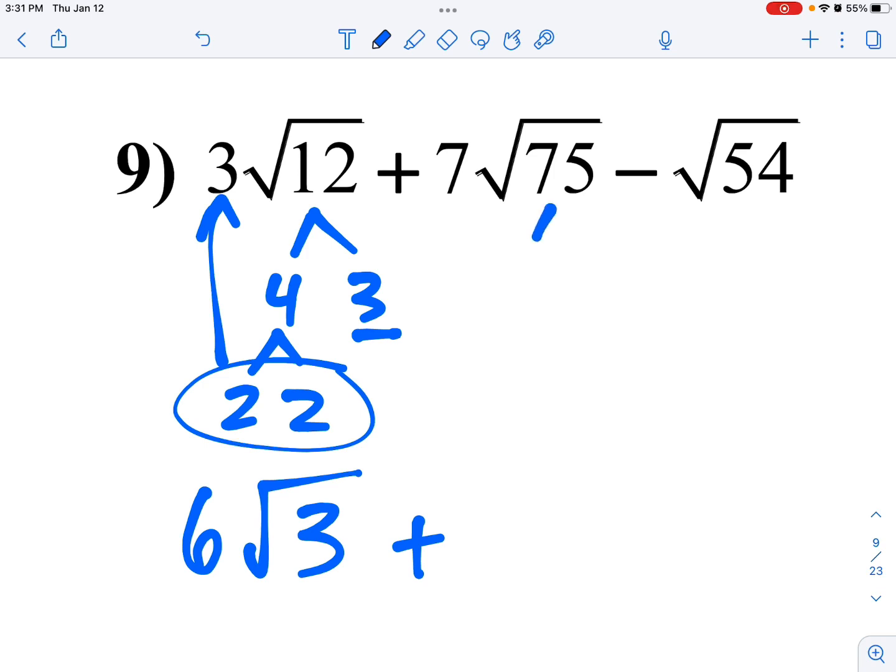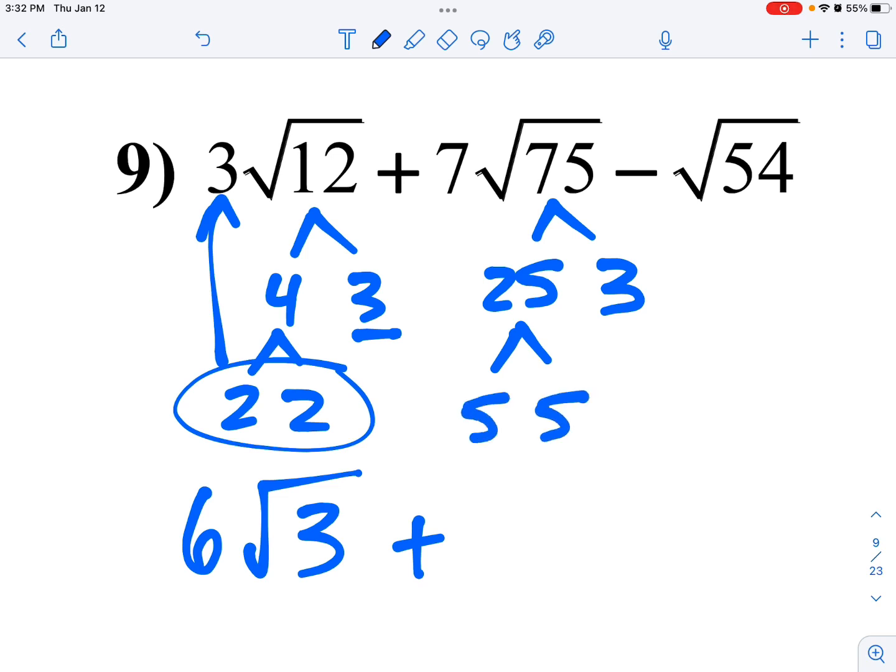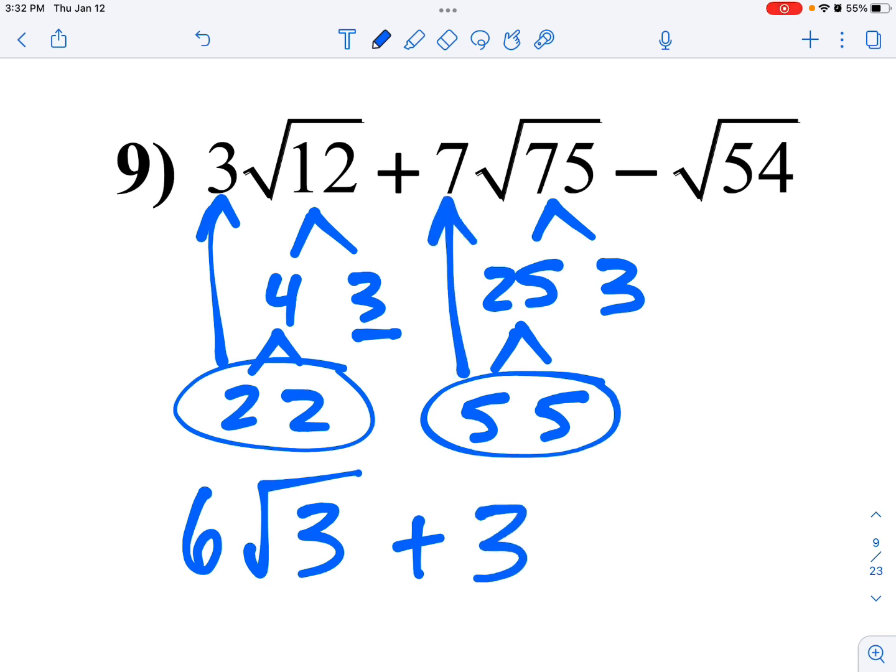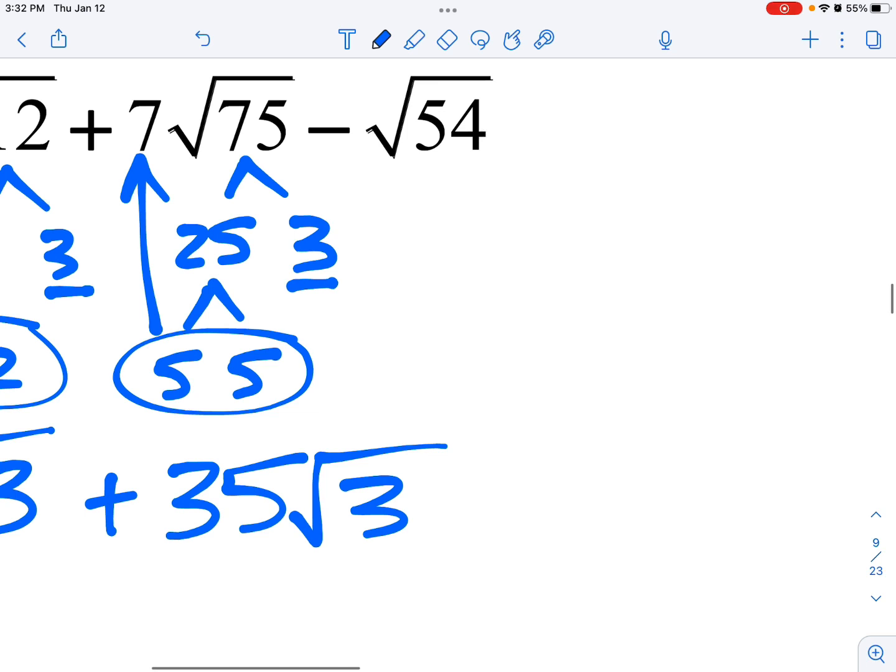Now let's break down the 75. 75 is 25 and 3. There are other combos that you could use and still get the same answer. But 25 breaks into 5 and 5. That gets multiplied by the 7. 7 times 5 is 35. What number has to stay in? This one. I'm going to bring down this minus sign.